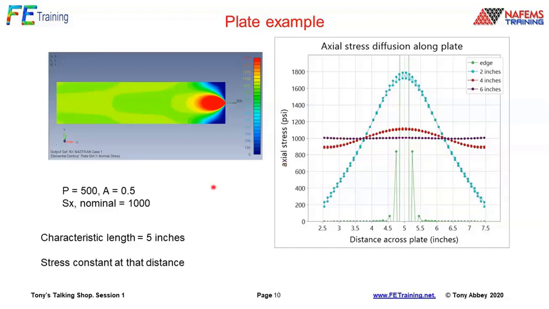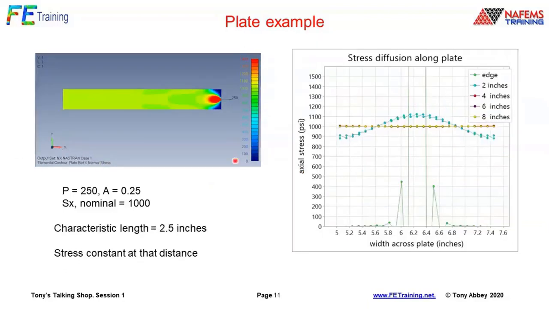So what it seems to be telling us is that the trend is the plate width is related to the diffusion length, and we'll keep on looking at that as we come to the next slide. I've narrowed it even further, so now the width is just 2.5 inches. So we can see the stress flow, and I've kept the nominal stress the same. I've reduced the load as I reduce the width, so I keep this 1,000 nominal.